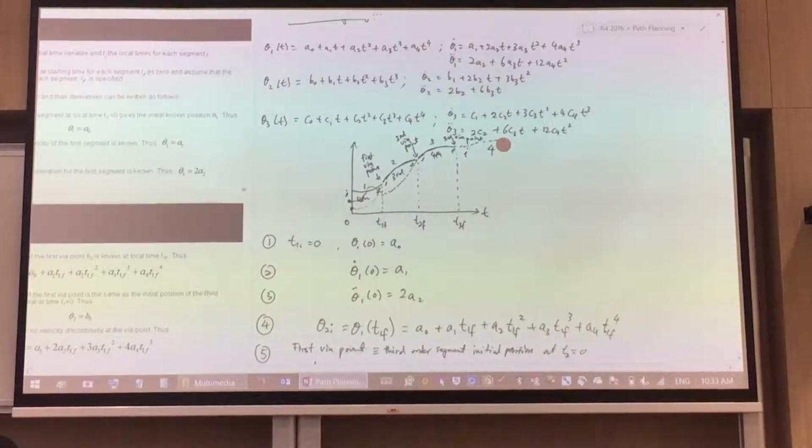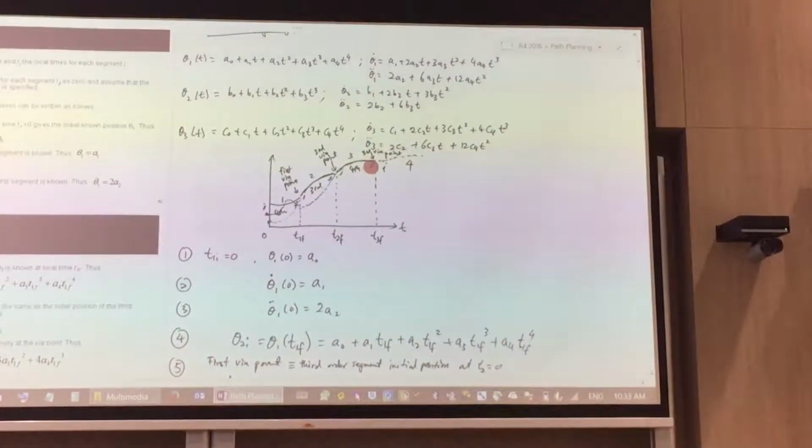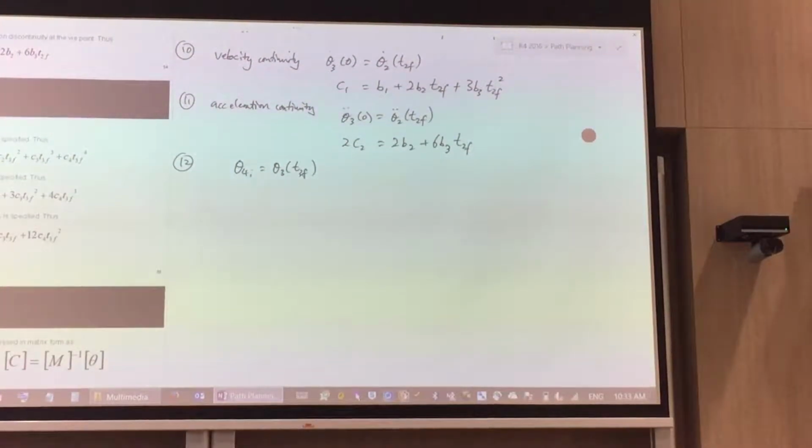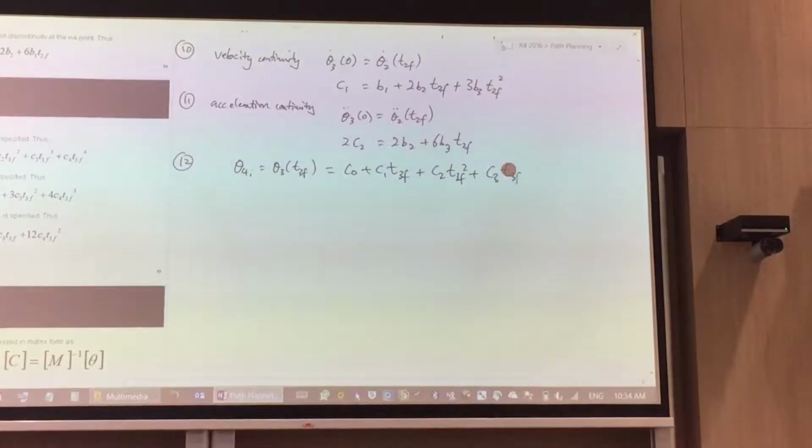The fourth segment over here, the initial point will match with the final point of your third segment. So that's why we're going to use 4. For this one, we do not need to know what is the position of the fourth segment. But for my third segment, theta 3 at t3f will be equal to c0 plus c1 t3f plus c2 t3f squared plus c3 t3f cubed plus c4 t3f to the power of 4.